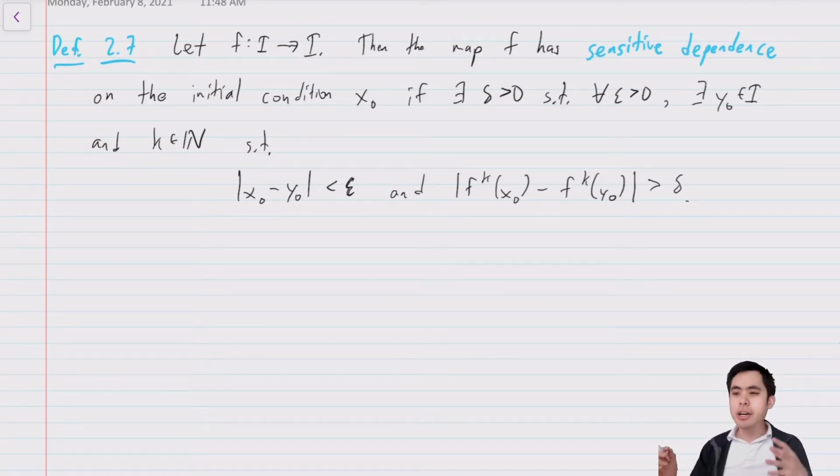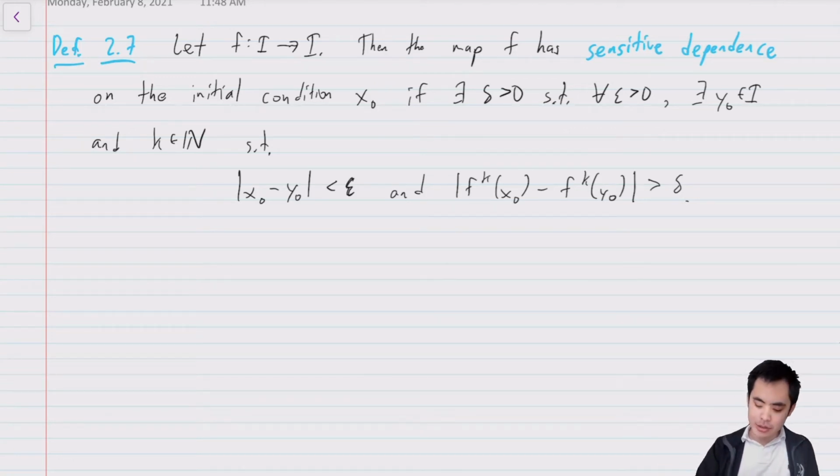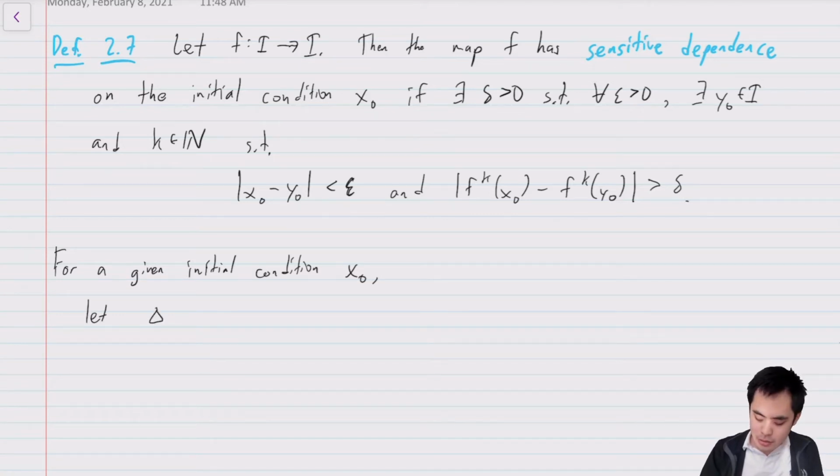So let's try to measure the sensitivity. Sensitive dependence is just saying that even if you start close together, you eventually get far apart. We can also measure how quickly things get far apart. So let's try to do that. For a given initial condition x naught, let's define this distance, delta of epsilon comma t, to be equal to f to the t of x naught plus epsilon minus f to the t of x naught.